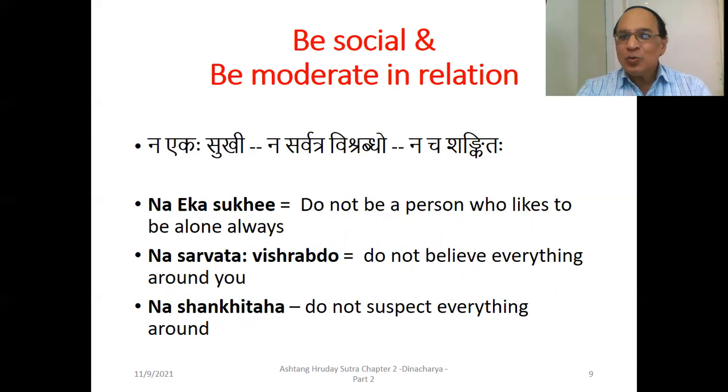Na ekaha sukhi, na sarvatra vishrabdho, na cha shankitaha. Na eka, what is that? Sukhi. Do not be a person who likes to be alone always. Oh, I will not come out. I will not mix with friends. I will not go out into society. That is wrong, because a human being is a social animal. Don't forget that. We all are social animals.